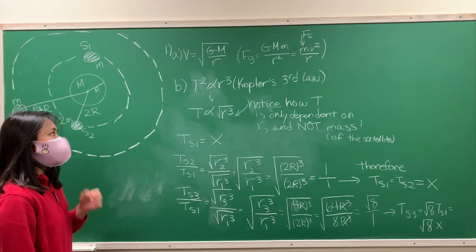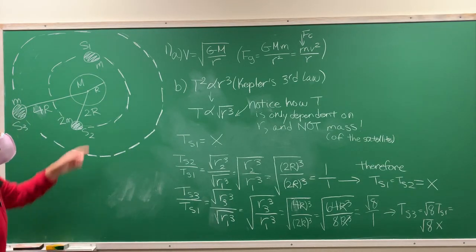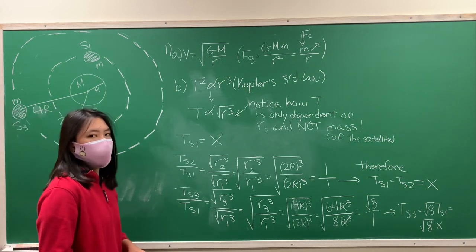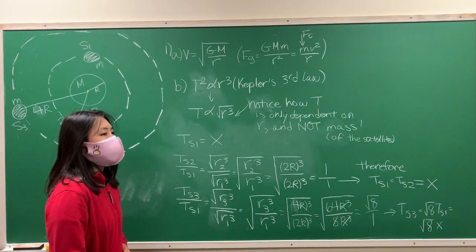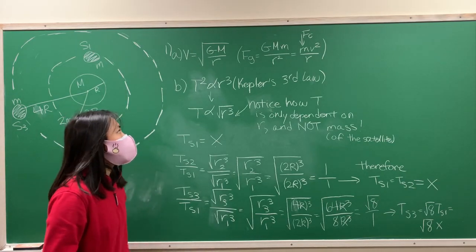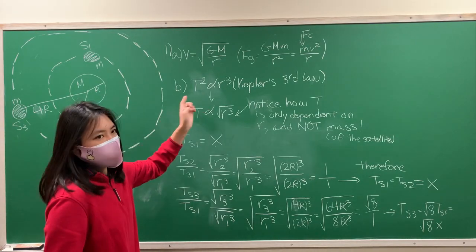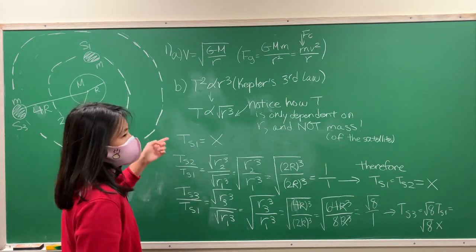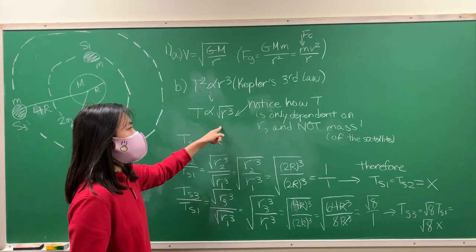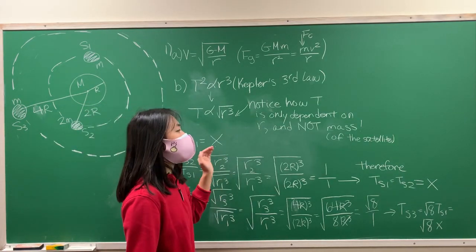So for part two, we're relating the periods of the satellites to each other, satellite 1, satellite 2, and satellite 3. And so we can use Kepler's third law to look at the differences and relate the periods to each other. So we know that through Kepler's third law, the period squared is proportional to the radius of the object cubed. So that means that the period is proportional to the square root of r cubed. And notice how the period is only dependent on r here and not on mass.